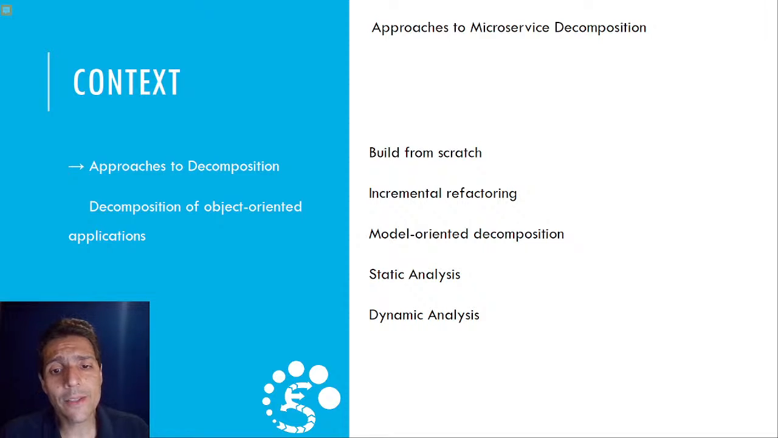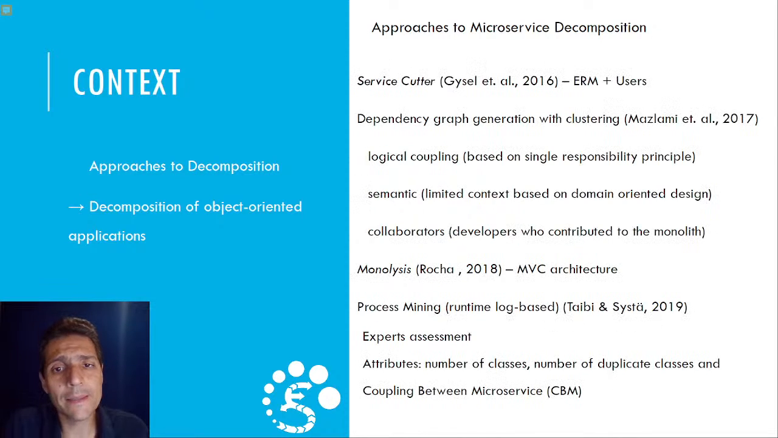And dynamic analysis uses runtime analysis. It uses the same call graph, but it's a dynamic call graph based on which features call each other during runtime, to look for dependencies between modules that can suggest they belong to the same microservice. So these are the main decomposition approaches: model-oriented, static analysis, and dynamic analysis.